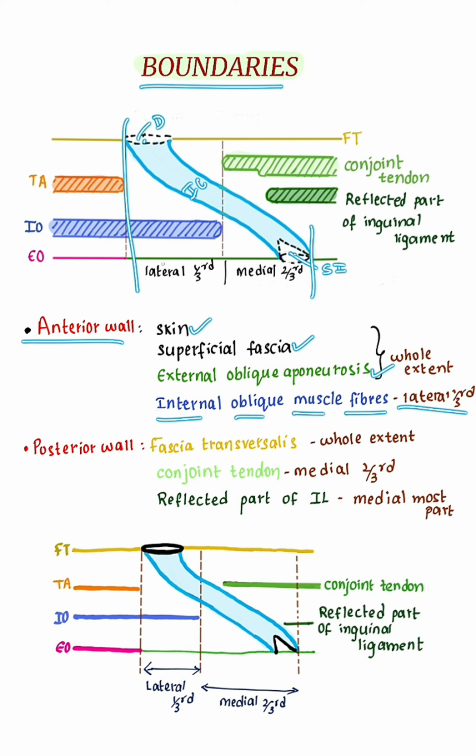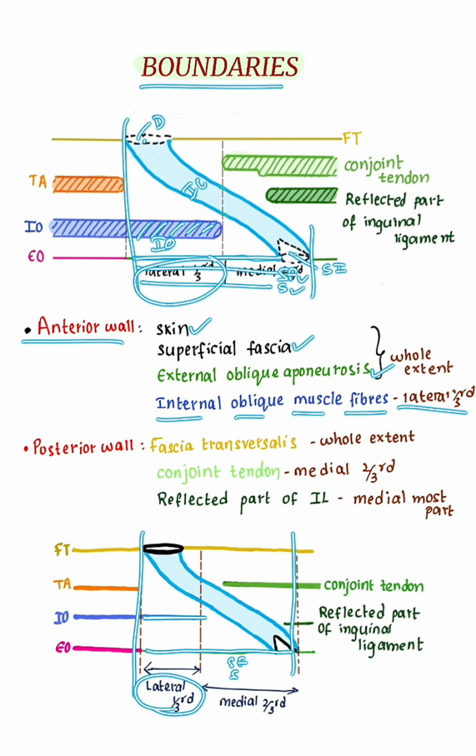Anterior wall of inguinal canal is formed by external oblique aponeurosis in its whole extent. We know that in front of external oblique we have superficial fascia, and in front of superficial fascia skin is present. In the lateral one third it is also formed by internal oblique muscle fibers. You can see here, from here to here it is inguinal canal.